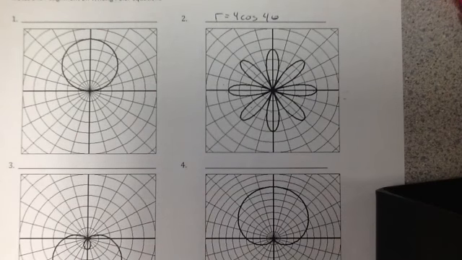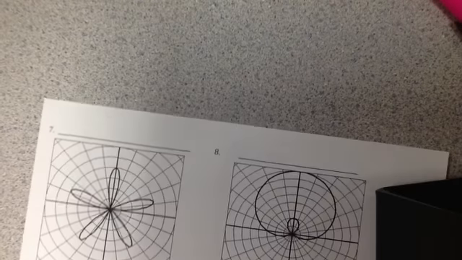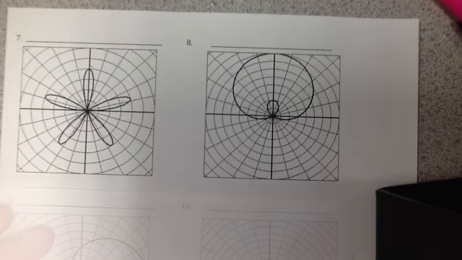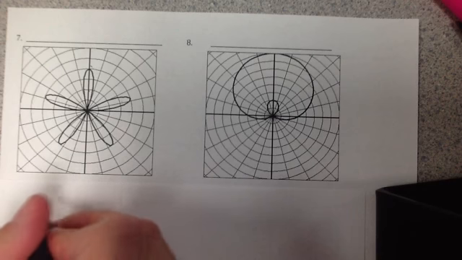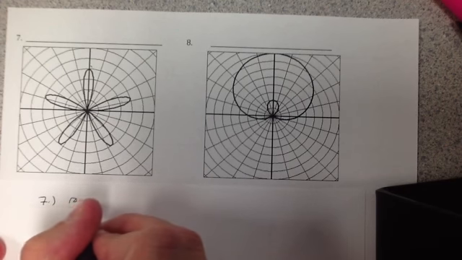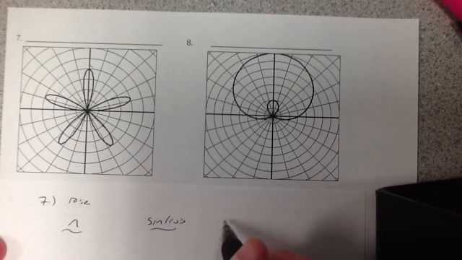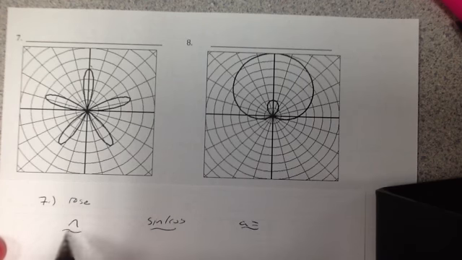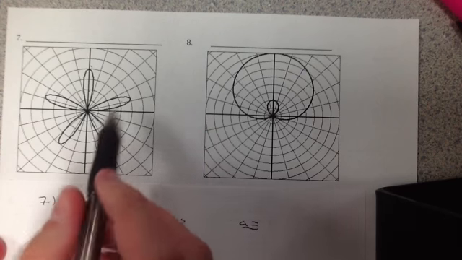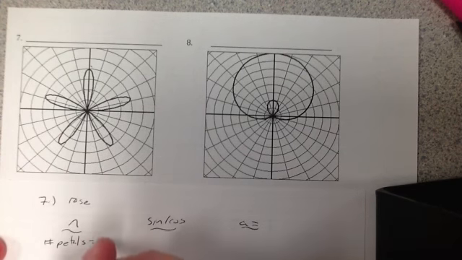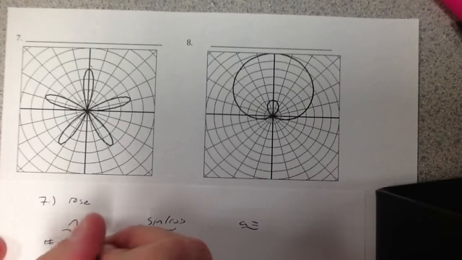Let's try another rose. Let's turn this over real quick and try number 7. Number 7 down here is also a rose. So there's a couple things we need. One, it is a rose. So we need n, we need to know if this is sine or cosine, and we need to know what A is. To get n, we count the number of petals. In this case, easy: 1, 2, 3, 4, 5. There are 5 petals, and because it's odd, n is 5.